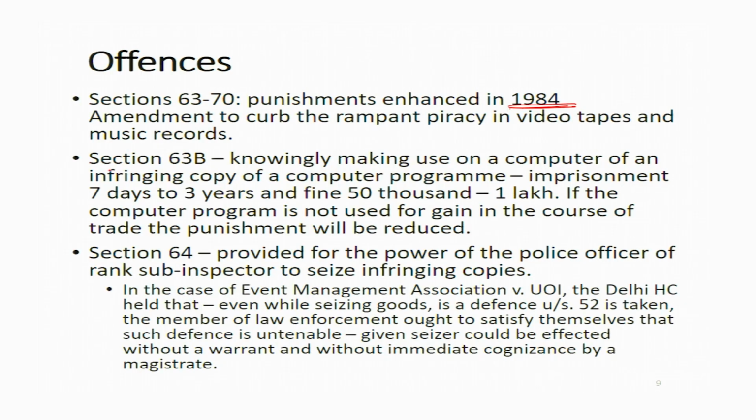There is an interesting provision in section 63B. This talks about knowingly making use of an infringing copy of a computer program. Whoever knowingly uses an infringing copy of a computer program is committing an offence under section 63B. And the punishment prescribed is a minimum of 7 days to 3 years. Now, this is interesting to note: the minimum punishment is just 7 days, whereas in section 63 the minimum punishment is 6 months.